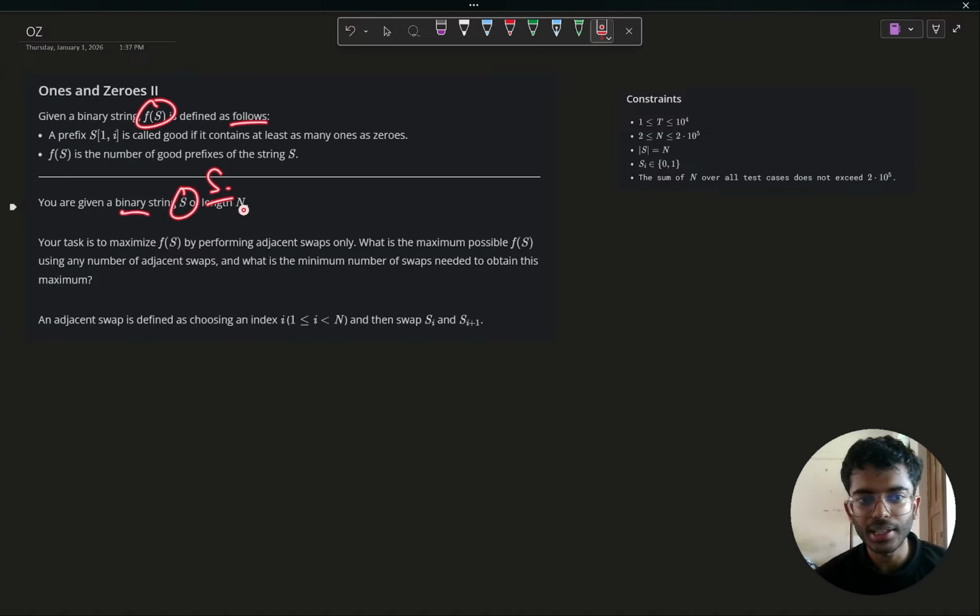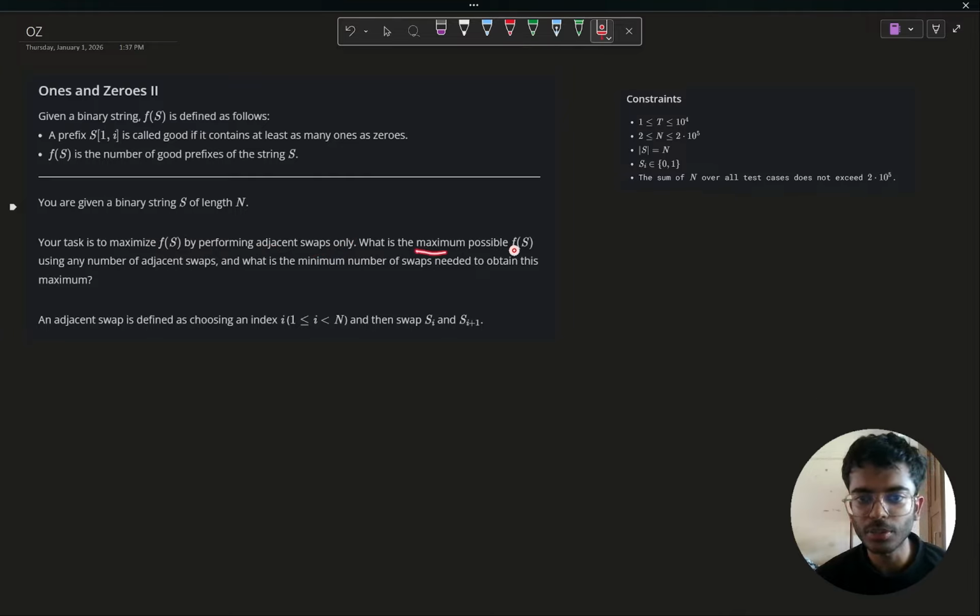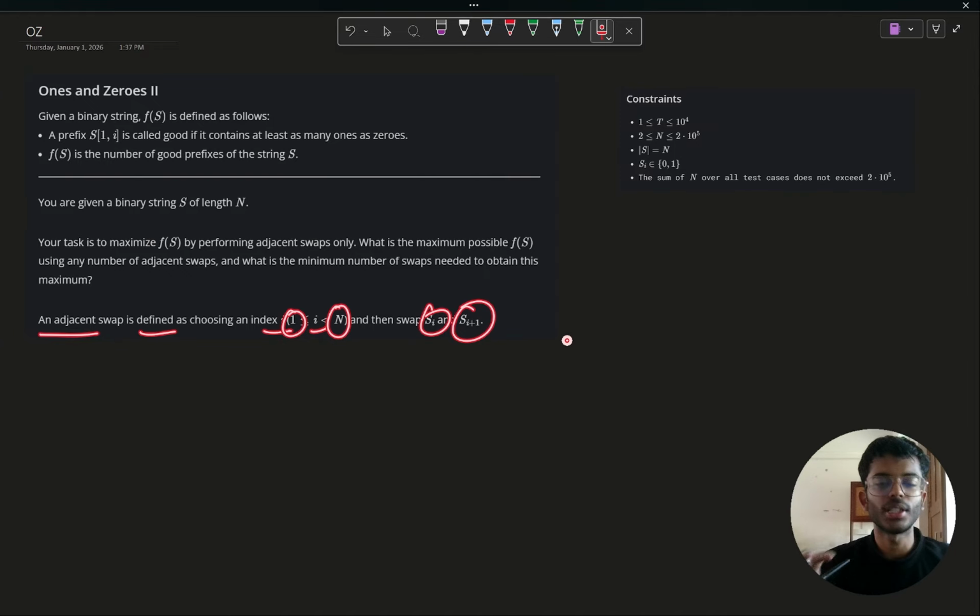Now we are given a binary string s of length n, and our task is to maximize the value of f of s by performing adjacent swaps only. So if there is 1 0 1 1 0 1, we can perform a swap, which would be considered one operation. And we need to figure out the maximum possible value of f of s that we can obtain, using the minimum number of swaps needed to obtain that maximum value. Obviously, an adjacent swap is defined as choosing an index i and swapping s of i and s of i plus 1, where i is between 1 and n minus 1. So that's pretty much the whole question.